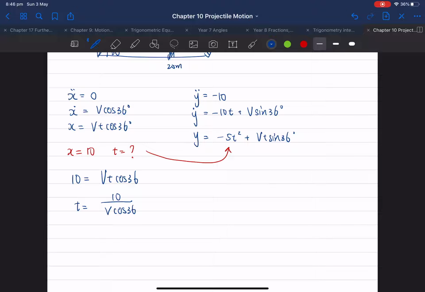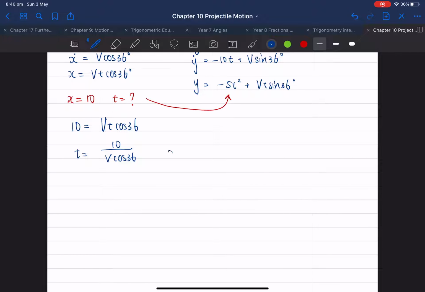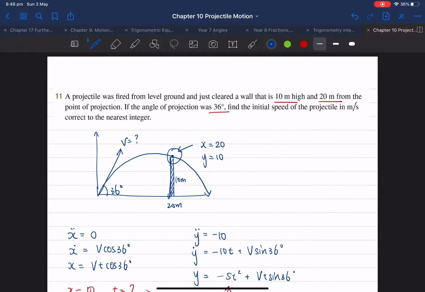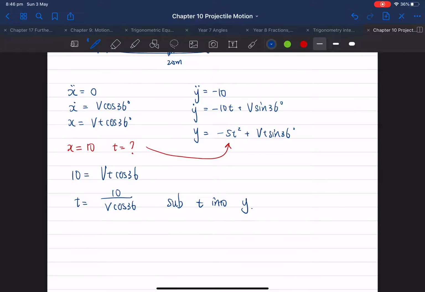Wow. Okay, now we need to substitute everything. So sub t into y. And we know what y equals to. Y is, I think I made a mistake.